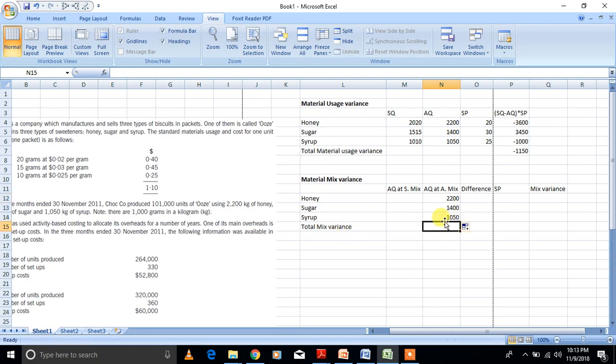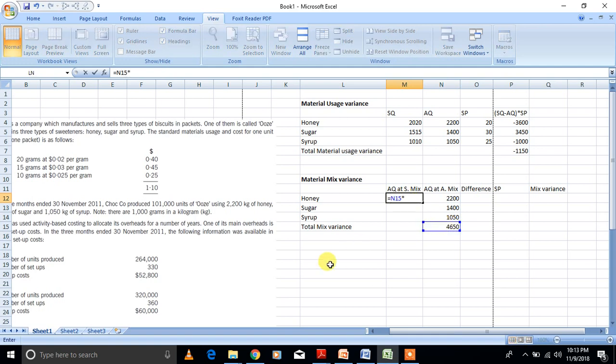I need the total, so maybe I can use a sum function, equals sum. That's the total amount of material that has been used. This material, if it was used according to the standard mix.